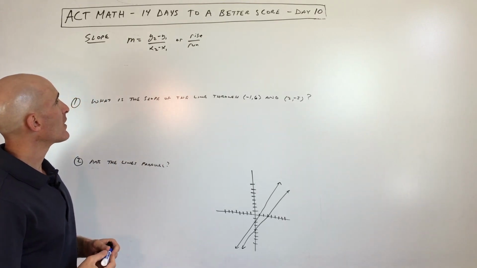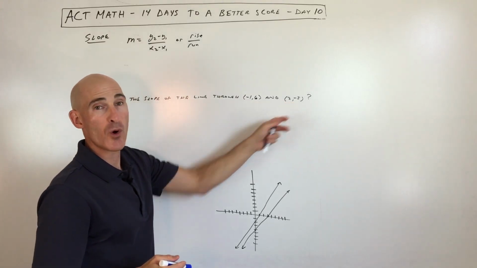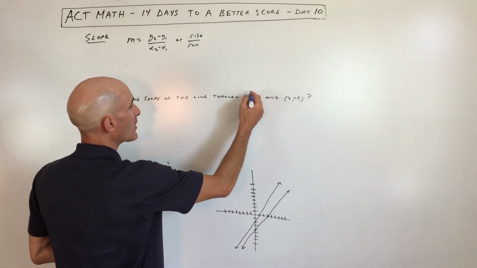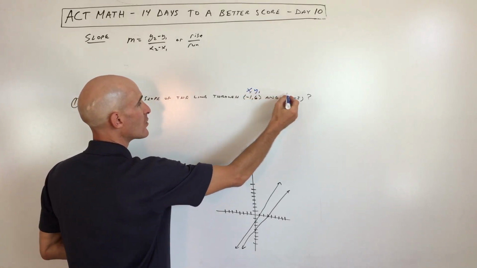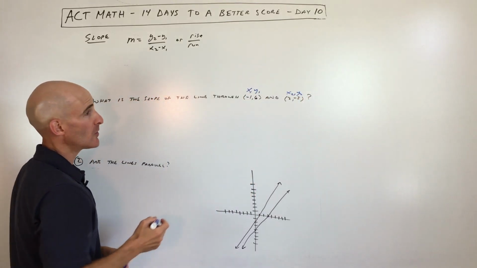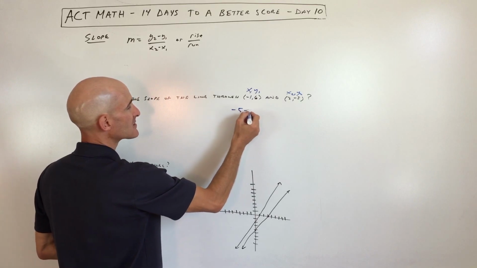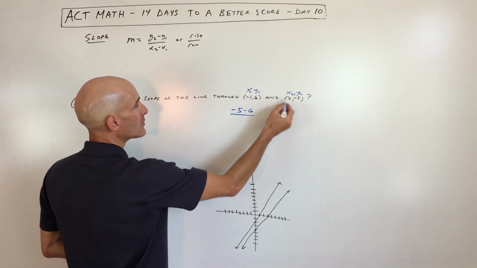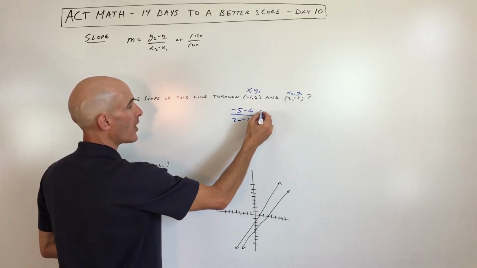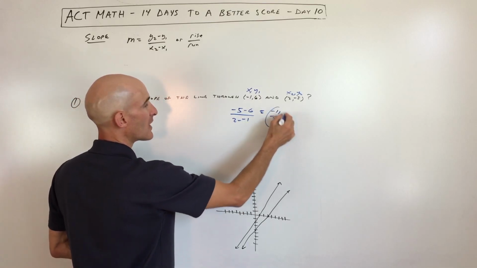So basically what we have here is some examples. What is the slope of the line through these 2 points? This is point number 1, so I'm just going to write this as x1, y1, and this is point number 2. I'm going to write this as x2, y2. So all we're going to do is subtract the y's, so negative 5 minus 6, over 2 minus negative 1. And if we simplify that, we get negative 11 over 3, so negative 11 thirds is our slope.